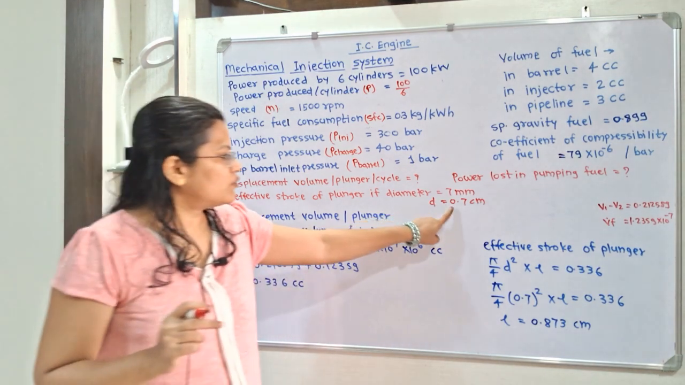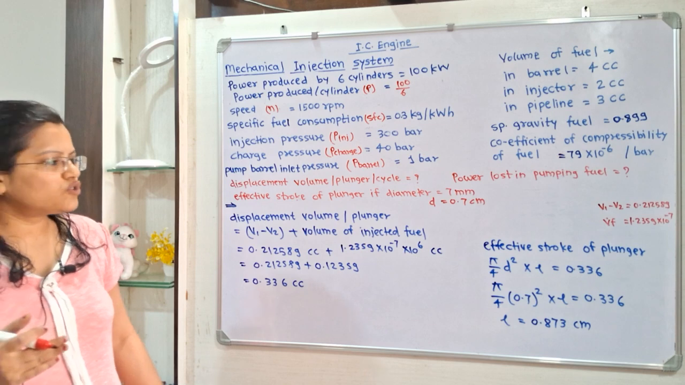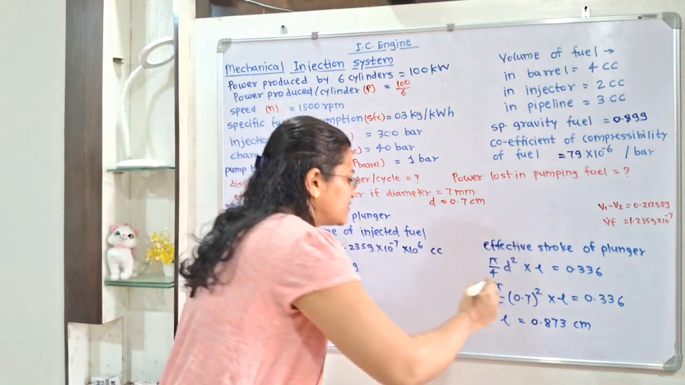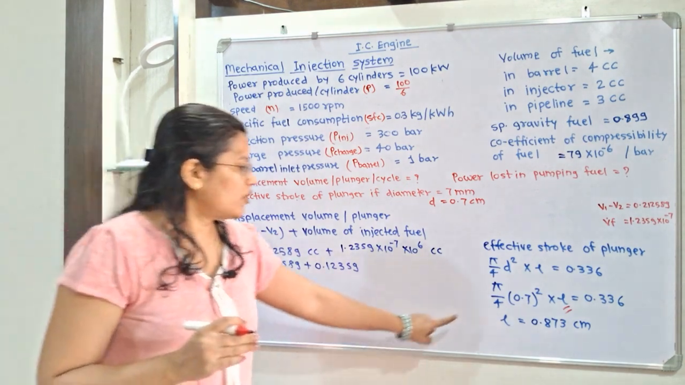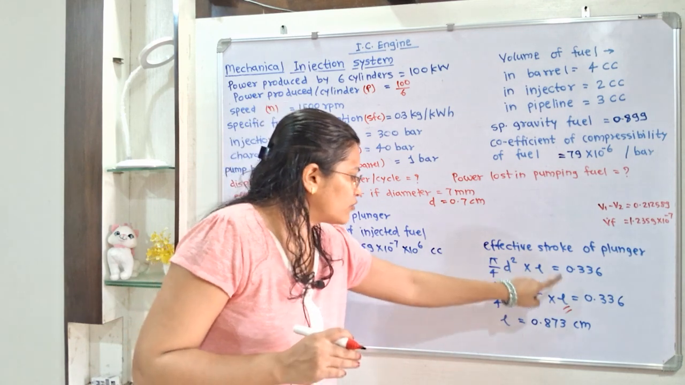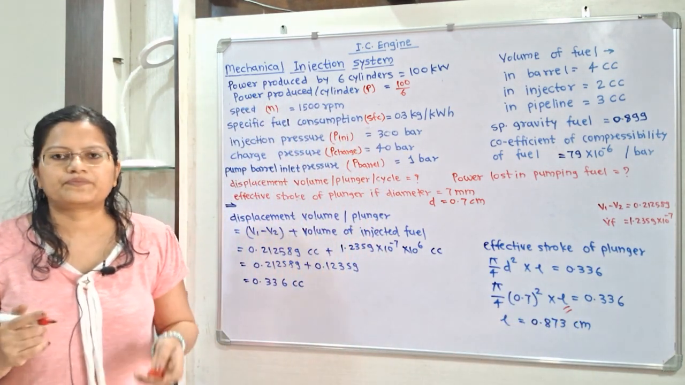Now D is equal to 0.7, so we will put the value. And what is the stroke? So the effective stroke is nothing but this value of L. So L is the stroke. So when we calculate this, L is equal to 0.873 centimeter.